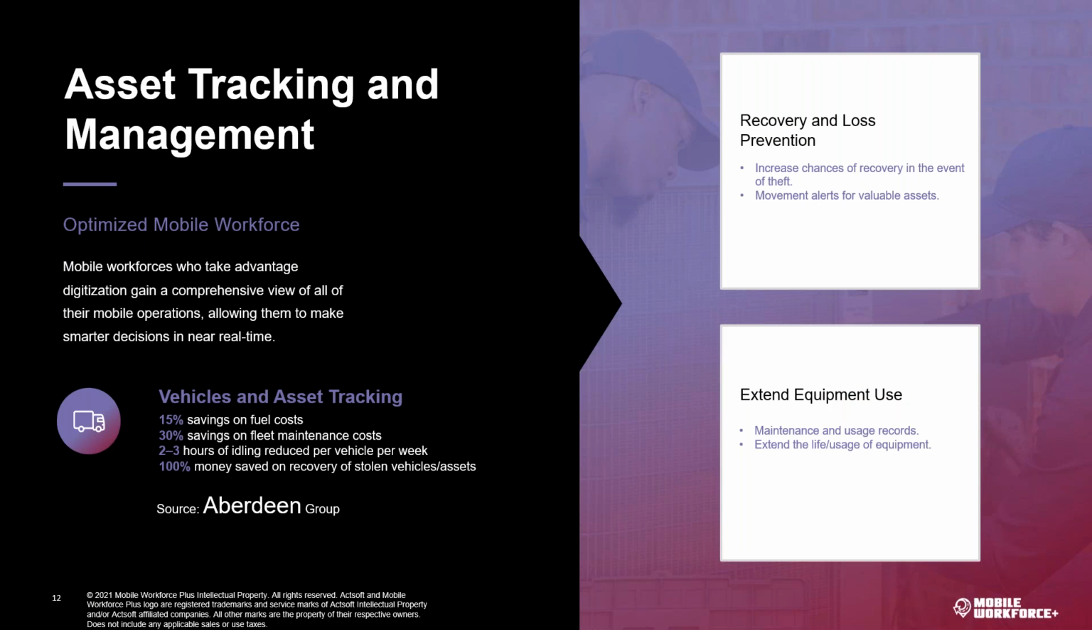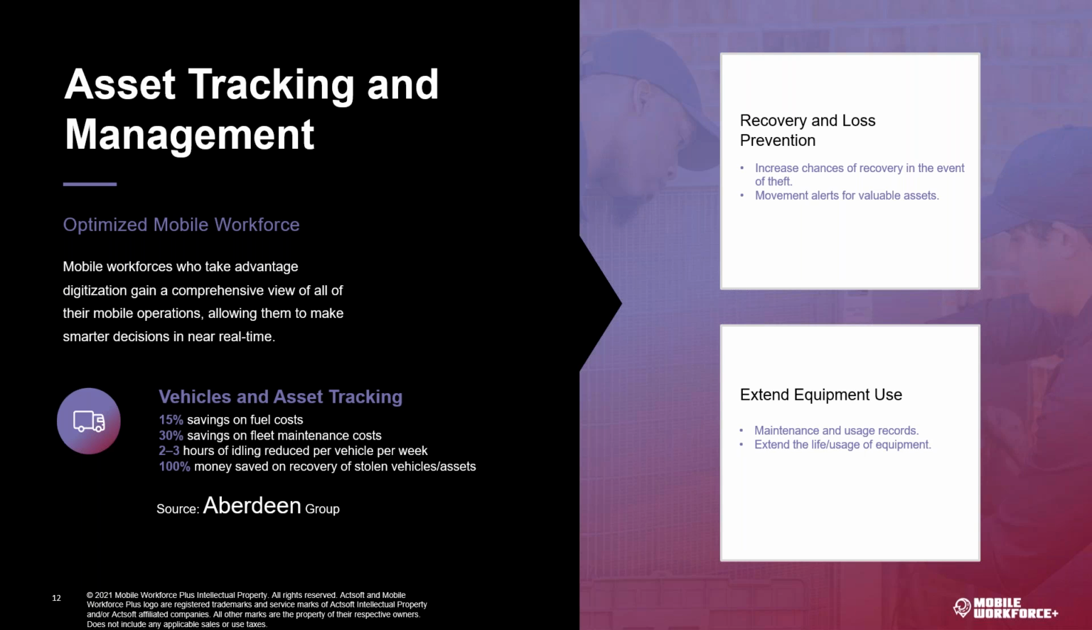And I mentioned earlier the asset tracking and management. Digitizing that is going to give you oversight of your entire mobile operation. It's going to allow you to make smarter decisions in real time. If we once again look at those statistics, there's quite a bit of savings there. You're going to get a 15% savings on fuel costs. You're now going to be able to route somebody to a job that's actually closest to them. Not have to call them on the phone and hope to get them. Not have to guess who may be closest, but you're actually going to be able to see who's closest. That's also going to help with your fleet maintenance cost. We're seeing a 30% savings on that.